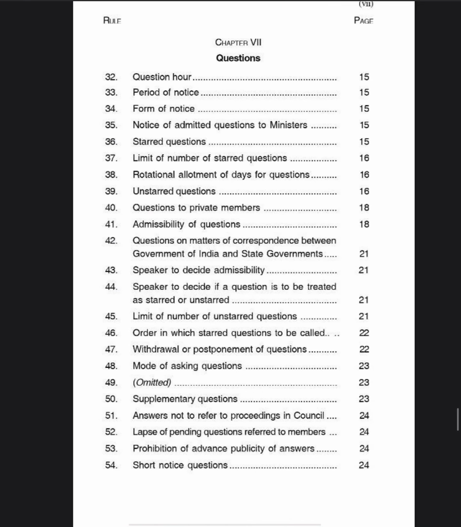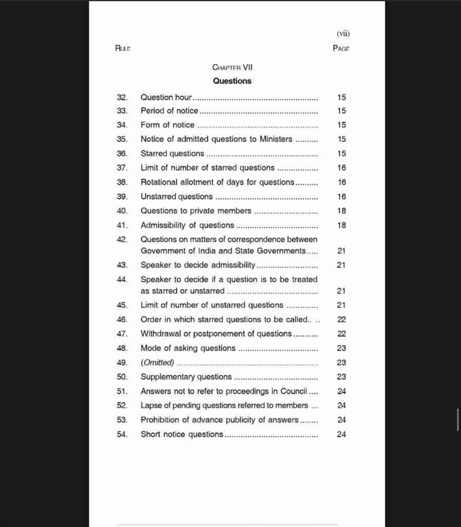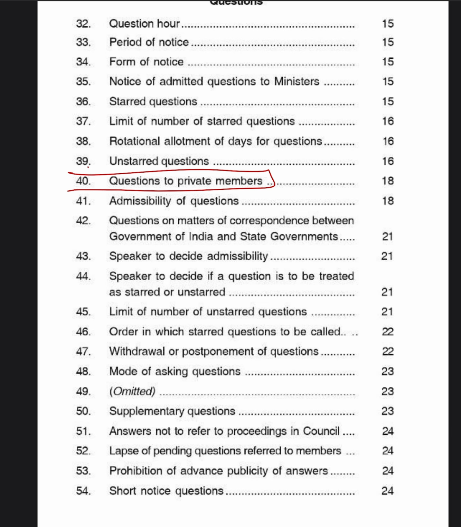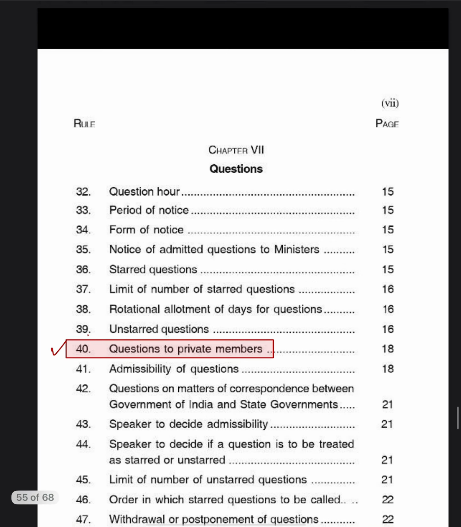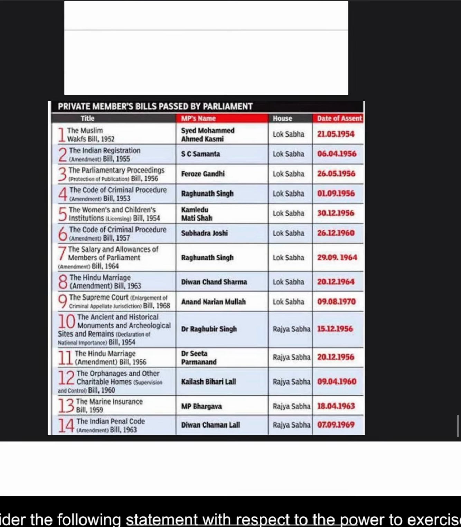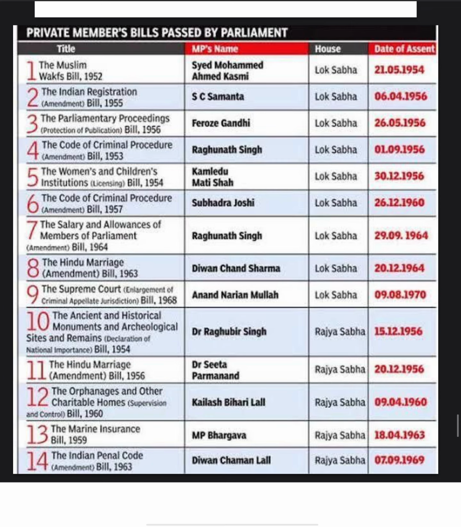Next, see, question to the private member, rule 40 of the Lok Sabha. Now see, these are the bills so far passed in the parliament as a private member bill. ये टाइम्स ऑफ इंडिया ने निकाला था and it is available also in the Lok Sabha की जो वेबसाइट है उसमें भी है, you can check. See, there are 14 bills so far passed. अभी तक 14 बिल पास किए गए हैं. कौन से? प्राइवेट मेंबर बिल.